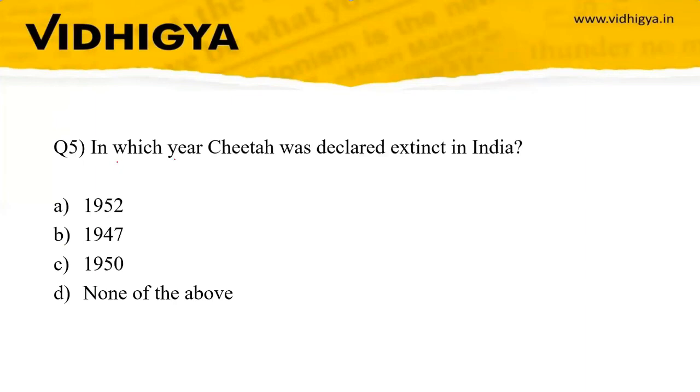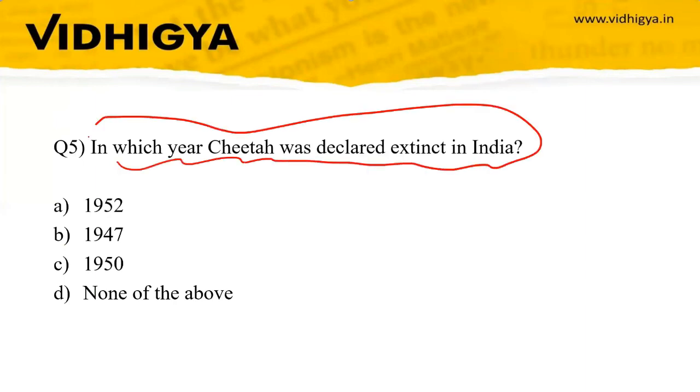Question number 5: In which year was the cheetah declared extinct in India? Your options are 1952, 1947, 1950, none of the above. The correct option is 1952. So that's all for this session.